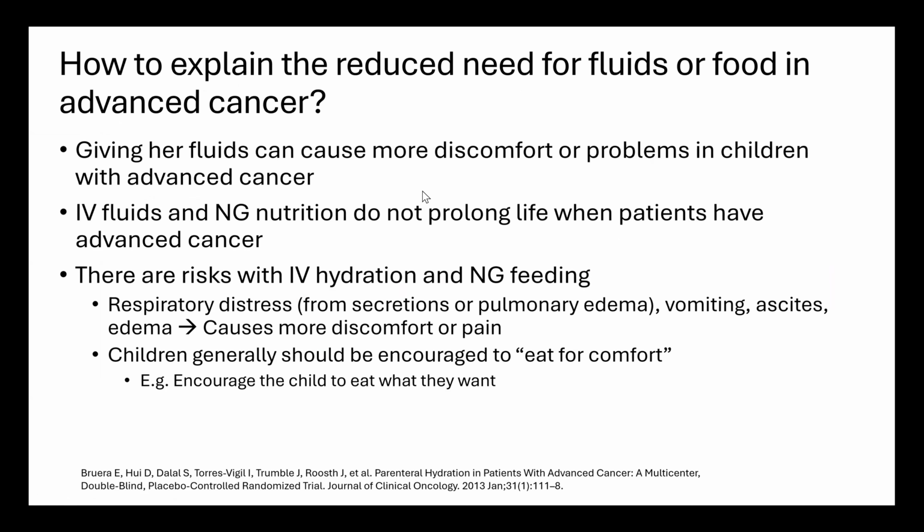So in this situation, the team had to continue to counsel the family and the caregivers to explain why reduced needs for fluids and foods often happen when patients have advanced cancer. Giving the patient fluids can cause more discomfort, especially for children with advanced cancer, such as this patient. IV fluids and even NG nutrition don't prolong life when patients have this type of advanced cancer. The risks include respiratory distress, which Dr. Megan had mentioned earlier. Some patients even experience vomiting or fluid accumulation in their abdomen and edema, and this often causes more discomfort and pain to the patients.